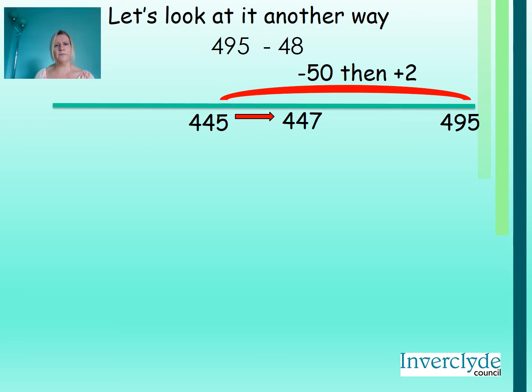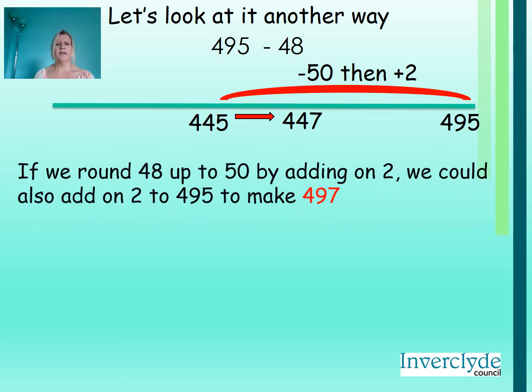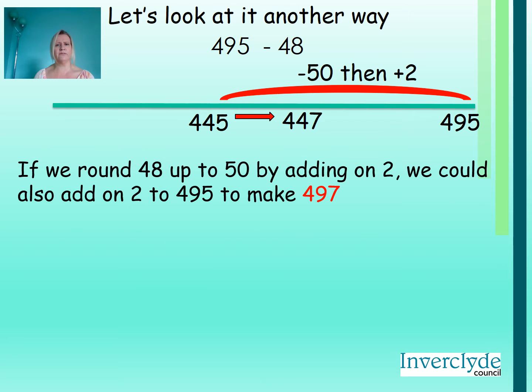Let's have another look at the compensating strategy, but this time let's look at it in a slightly different way. Last time we did it this way: 495, take off 50 and pay back 2. If we round up the 48 to 50 by adding on 2, then we could also add the 2 onto the 495 to make 497 before we even start the calculation.